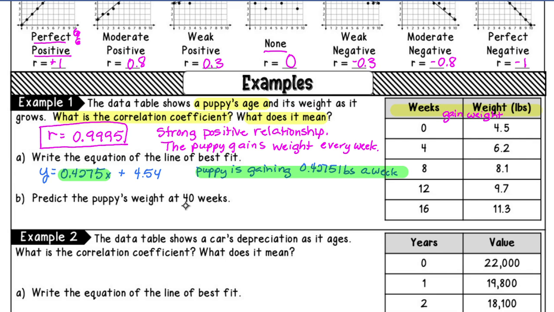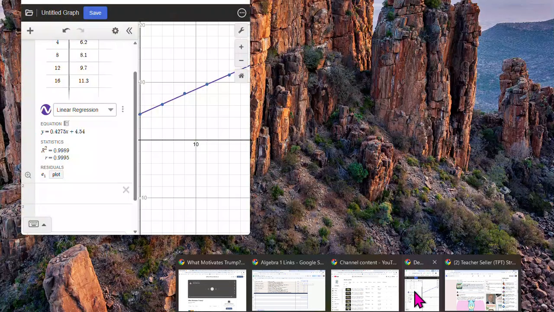Okay, they want you to predict the puppy's weight at 40 weeks. So my weeks over here, this is my x, my y is weight. That's what my equation's telling me: y is weight and x is weeks. So in this case, my x value is going to be 40 weeks. So let's plug this in. We've got y equals 0.4275 times 40 plus 4.54. Let's put that in our calculator. That's a lot of decimals to do by hand.